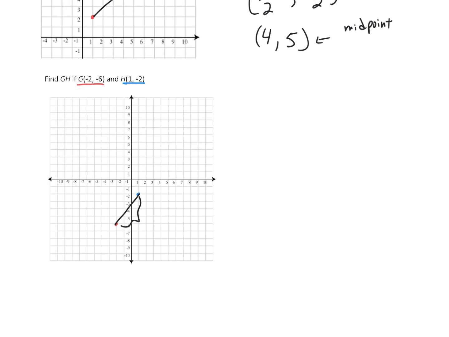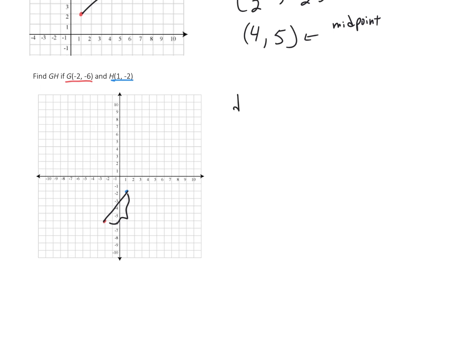It is good practice to write the distance formula every time. That way you get an idea of where things go. But same thing, it says x and x and y and y. So we're just going to use our x's and our y's. So let's start with the x's. So -2 and 1. That means in my equation with these x's, I'm going to put -2 minus 1.